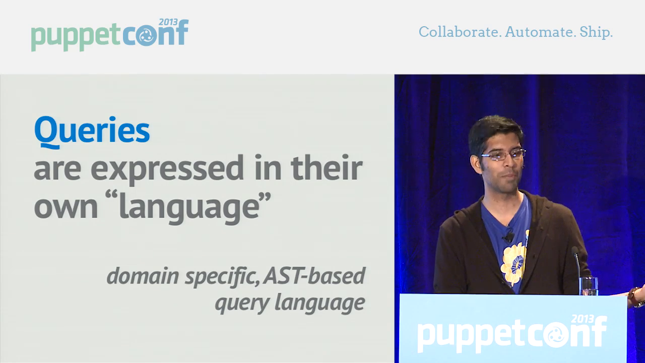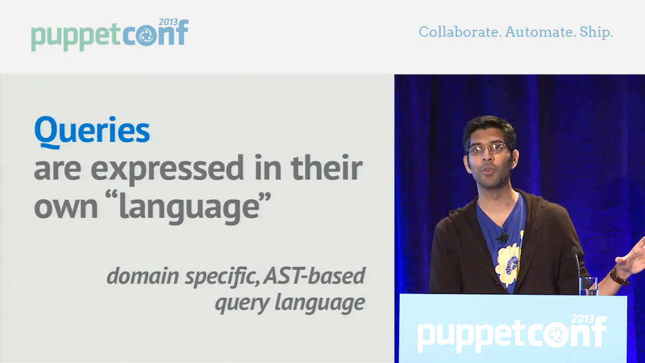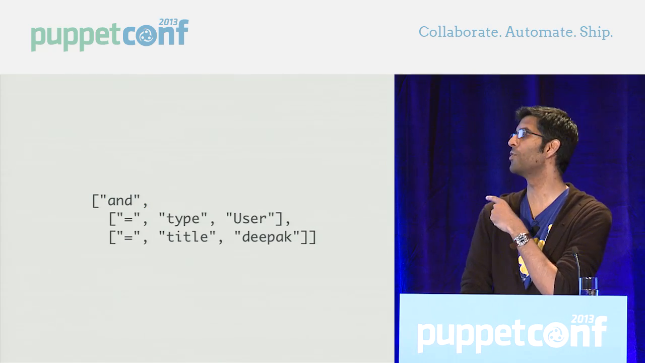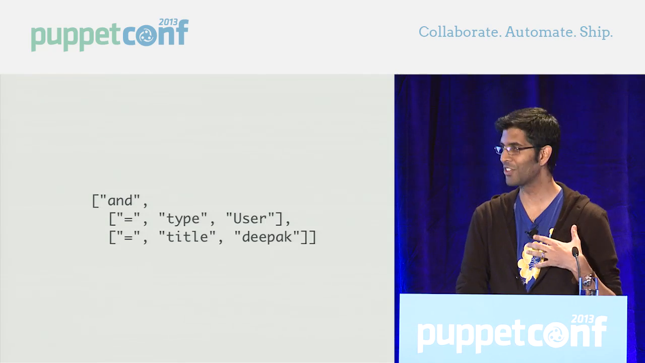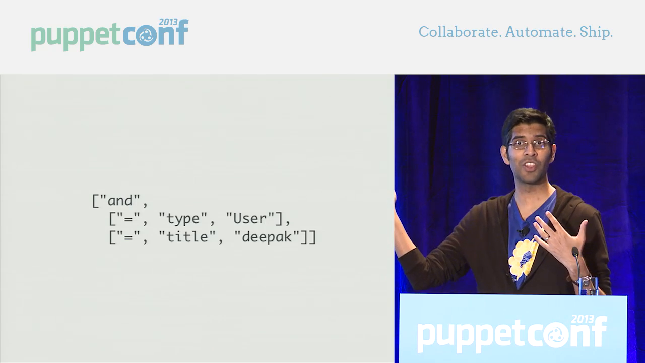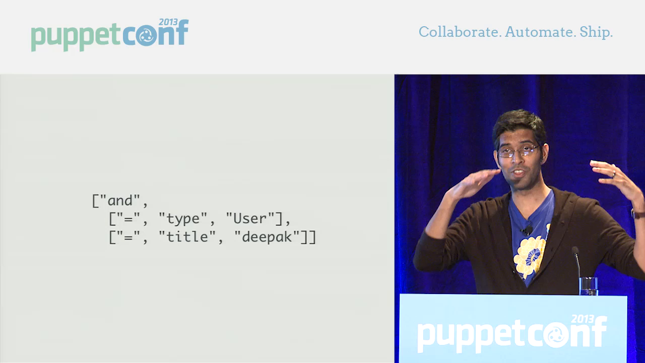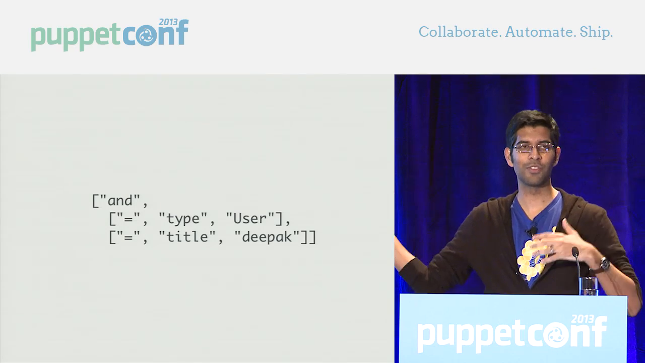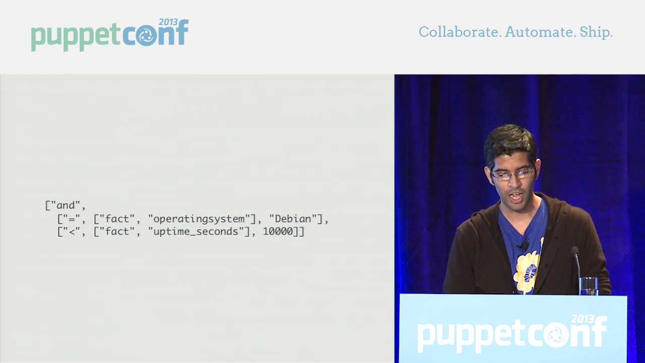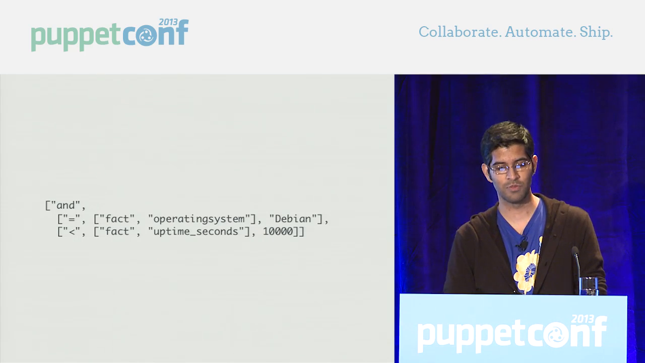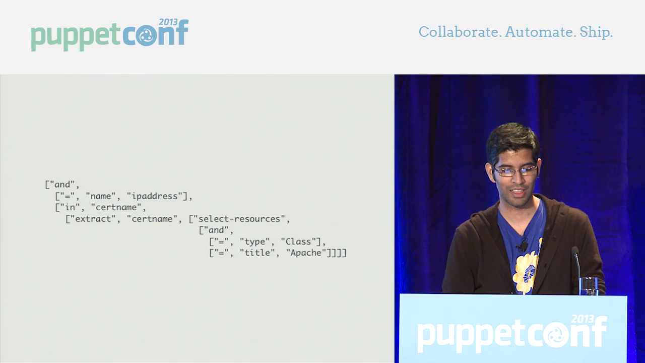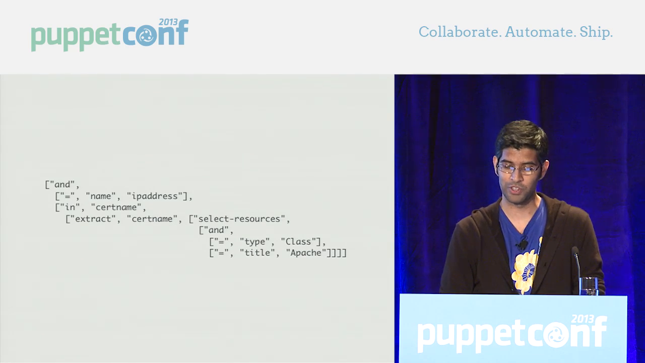So we basically came up with a domain-specific kind of language. And queries look weird and like this. If I want to find a user where the title is me, I formulate it like that. For any of the computer scientists out there, this is an abstract syntax tree. It's like if you parse a language or you parse a grammar, that's effectively the data structure that you get. If I want to find all the Debian systems that have an uptime of more than 10,000 seconds, I could do it like that. We have subquery support.